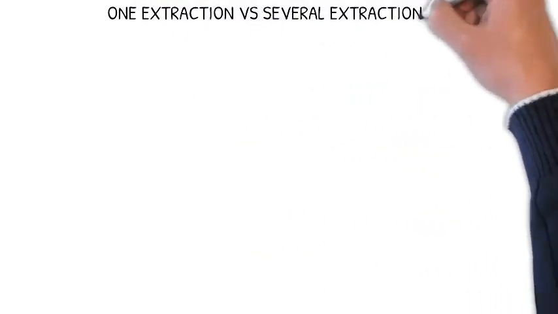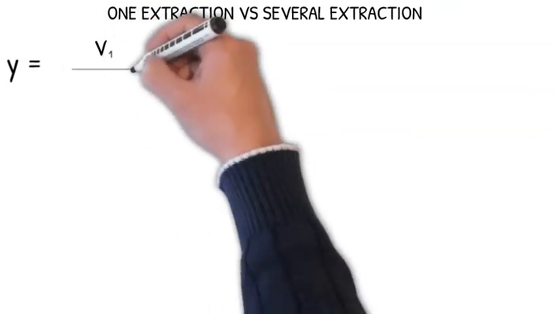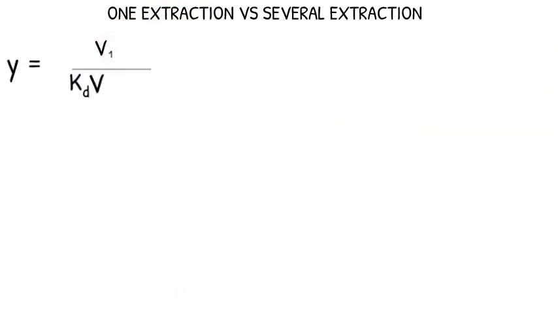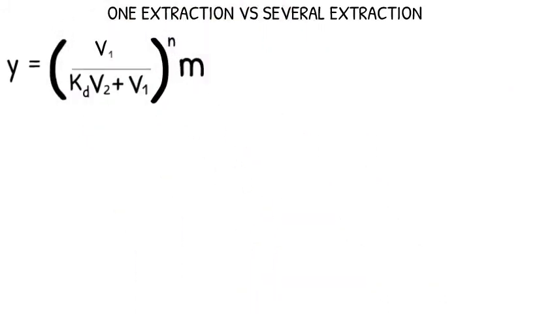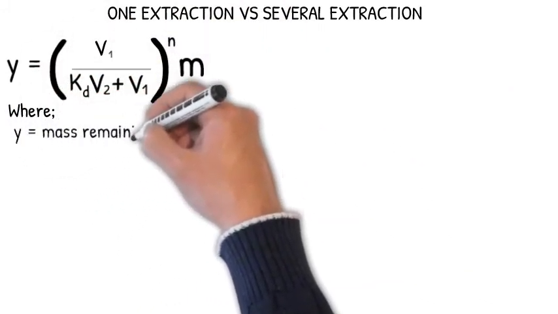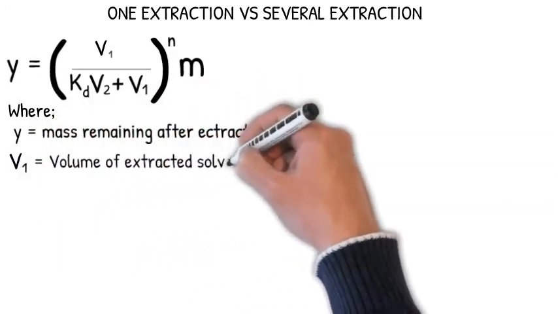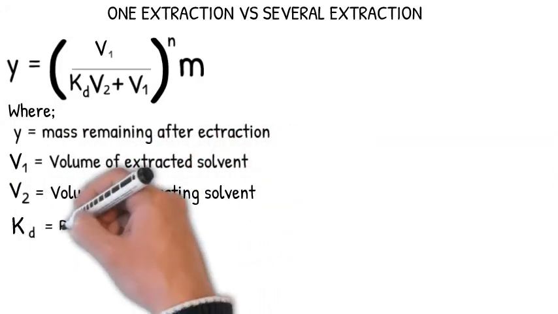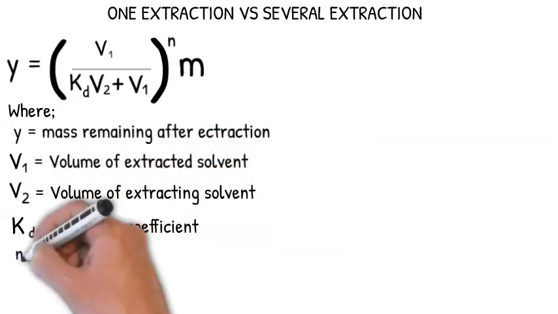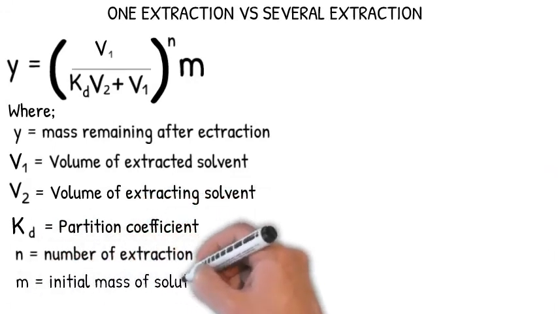One extraction versus several extractions. Consider the formula below: Y equals V1 divided by Kd times V2 plus V1, bracket power n, times m, where Y is the mass remaining after extraction, V1 is the volume of extracted solvent, V2 is the volume of extracting solvent, Kd is the partition coefficient, n is the number of extractions, and m is the initial mass of solute.